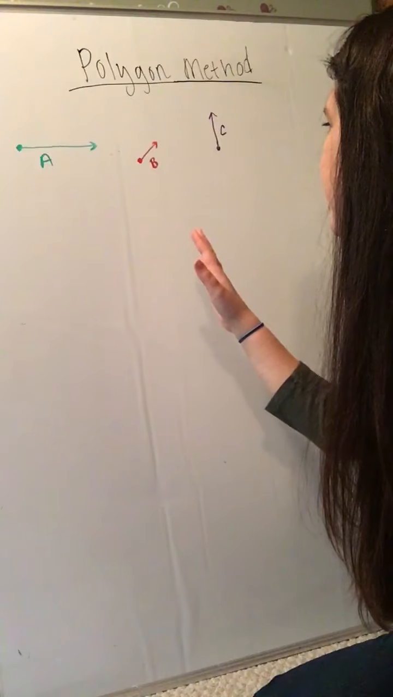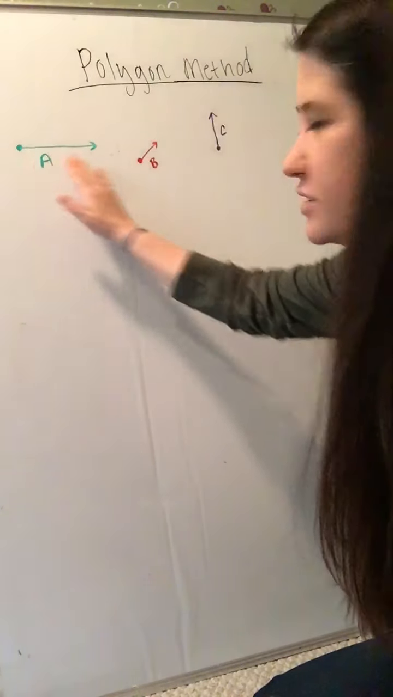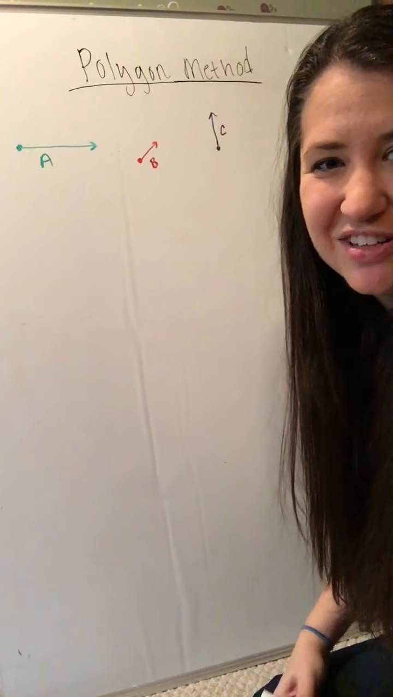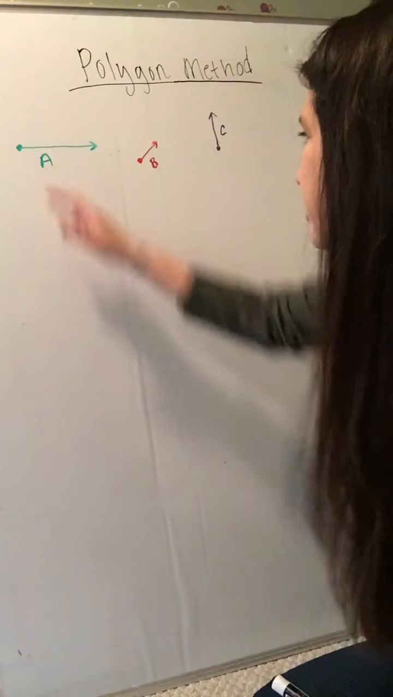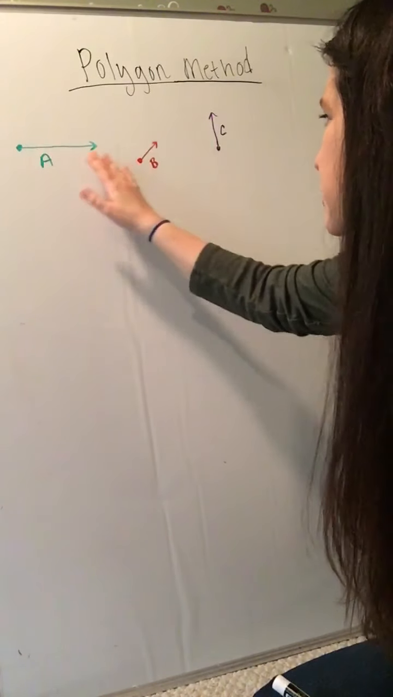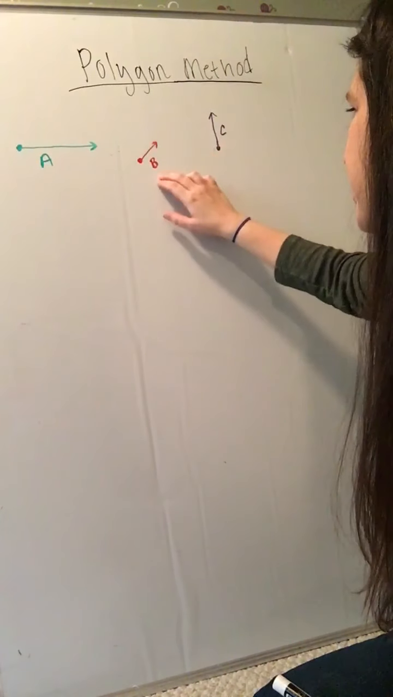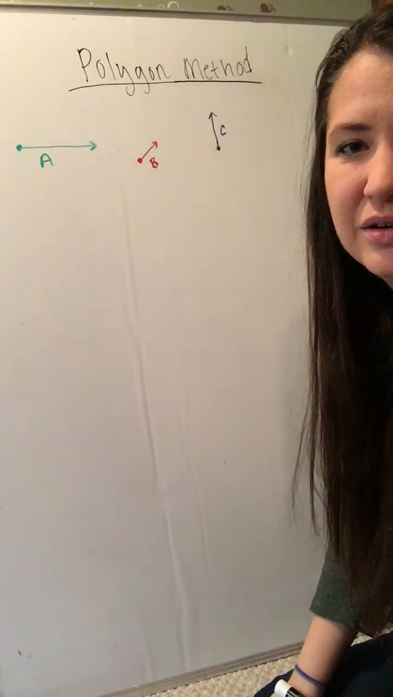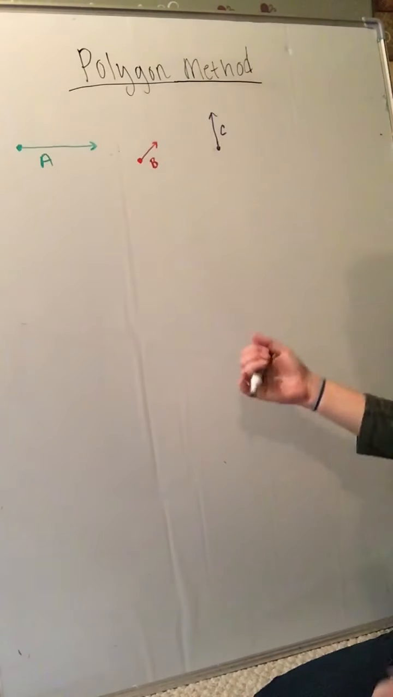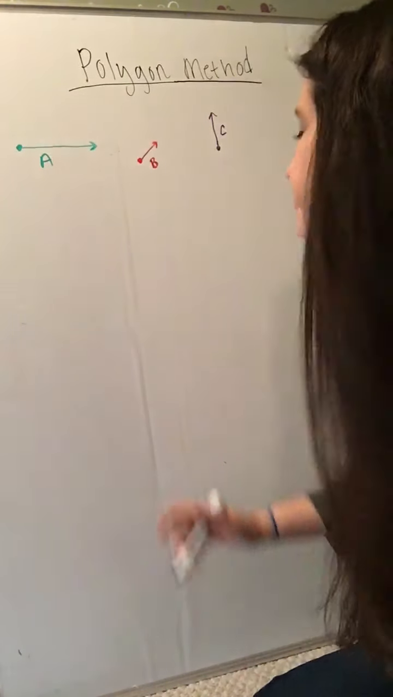Anyways, the longer the vector, the faster the plane would be moving. So if vector A represented a plane, it would be traveling faster than vector C and vector B, right? Okay, one other thing real quick about vectors before we start talking about adding them together.